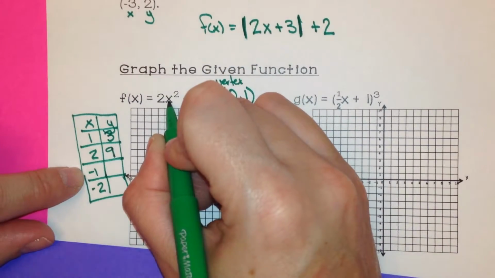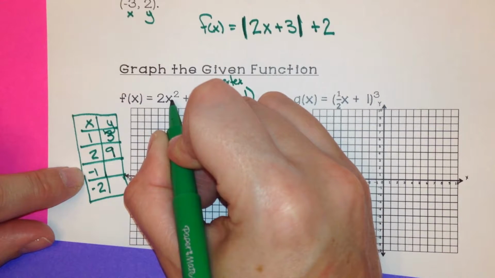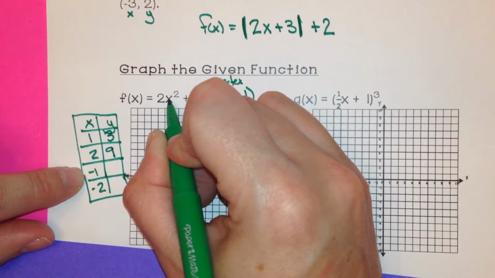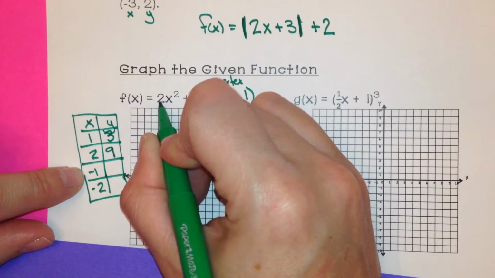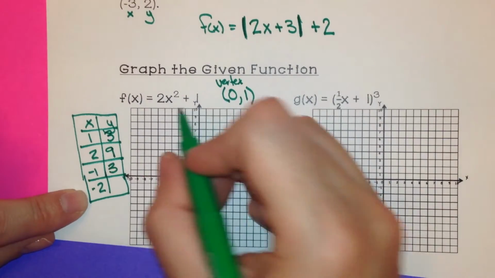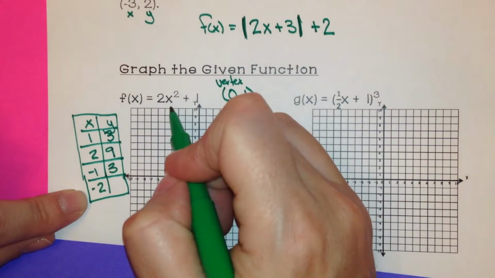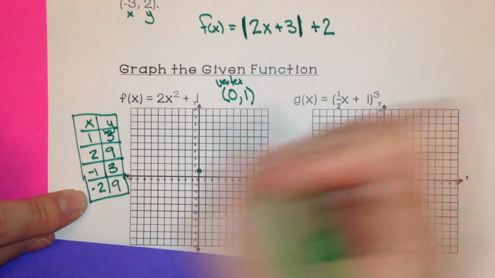Plug in -1. -1 squared. Remember, you have to do squared before you multiply it by the 2. -1 times -1 is +1. 1 times 2 is 2. 2 plus 1 is 3. Plug in -2. -2 squared is +4. 4 times 2 is 8. 8 plus 1 is 9.